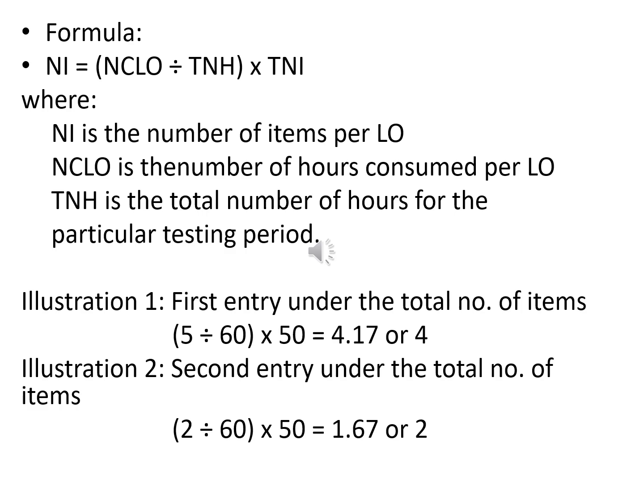Ni means the number of items per learning outcome. NCLO is the number of hours consumed per learning outcome, while TNH is the total number of hours for the particular testing period. In our example, the TNH is 60.